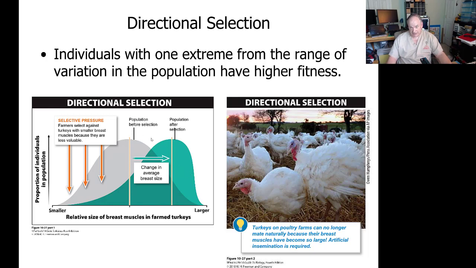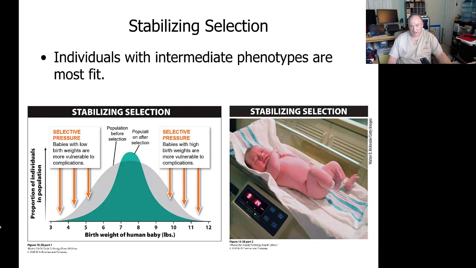They tried to do directional selection in some cases, but in this case, turkeys on a poultry farm could no longer mate naturally because the breast muscles have become so large, and then they had to artificially inseminate. So that was the other problem that they had, that they couldn't copulate properly because of the breast being in the way.